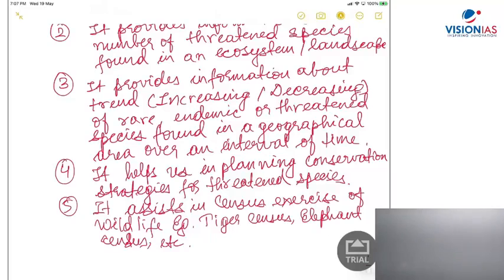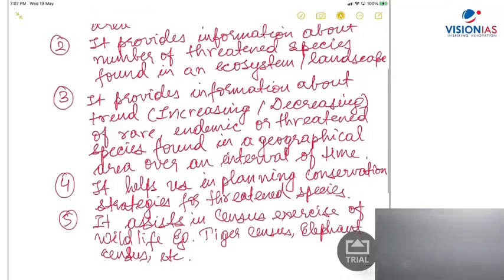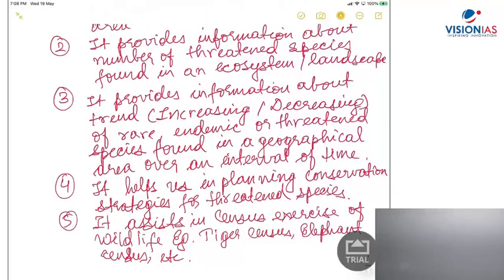When we talk about threatened species here, we are referring to the IUCN Red Data Book, which we discussed last class. In the IUCN Red Data Book, we can have all this information. So this is the way, when it comes to the exam and you have to write, this is the way you have to go on.